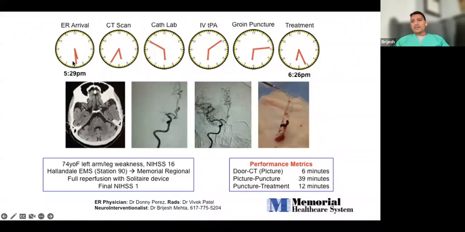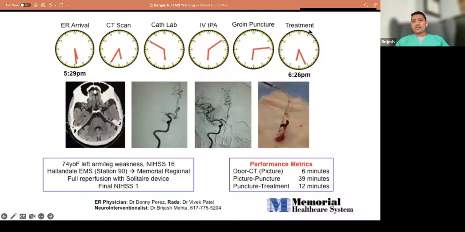So it's all about time, right? Once a patient arrives, it's the golden hour of stroke care. And what we really wanna see here is essentially the patient going seamlessly across the different phases that I just showed you. So when I hear an EMS stroke alert, for instance, this patient, a 74-year-old with left arm and leg weakness, had a RACE scale of 8 or 9 by Hallandale EMS down here in South Florida, and had a blood clot that you can already see on the CT scan.